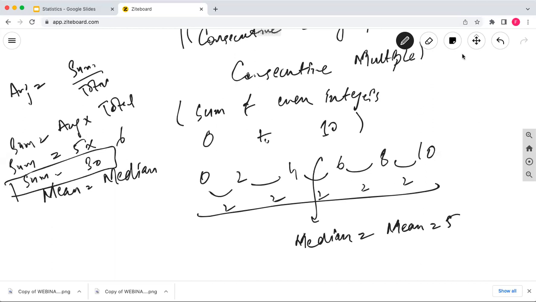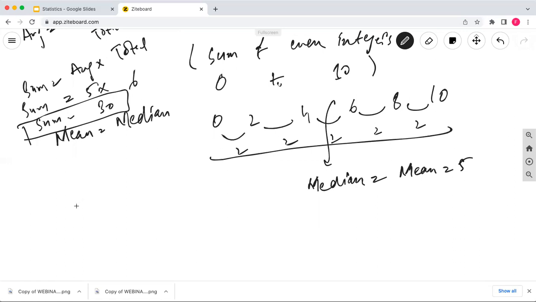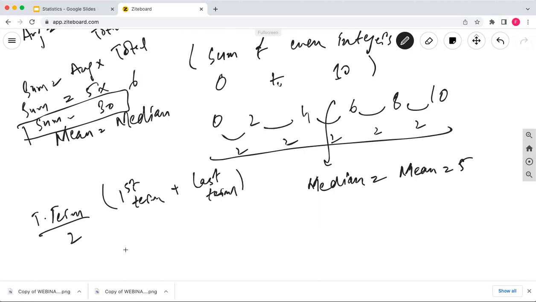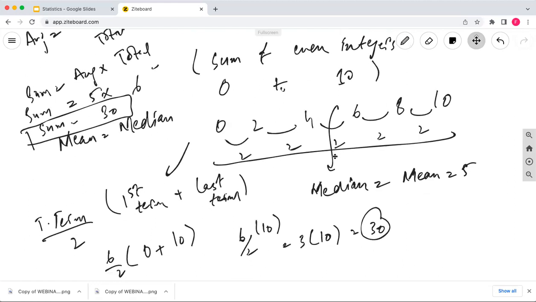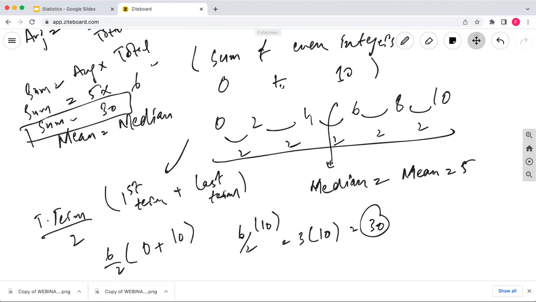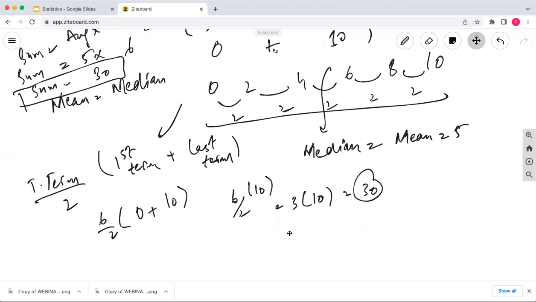And you can also do it this way. This is the same formula: total terms divided by 2 into first term plus last term. It is the same thing, just written differently. Total terms are 6, so 6 divided by 2, first term is 0 and last term is 10. So this will be 6 by 2 into 10, which is 3 into 10, which is 30, right? So you can do it this way or that way, you will get the answer. Okay, shall I move forward? Yes.